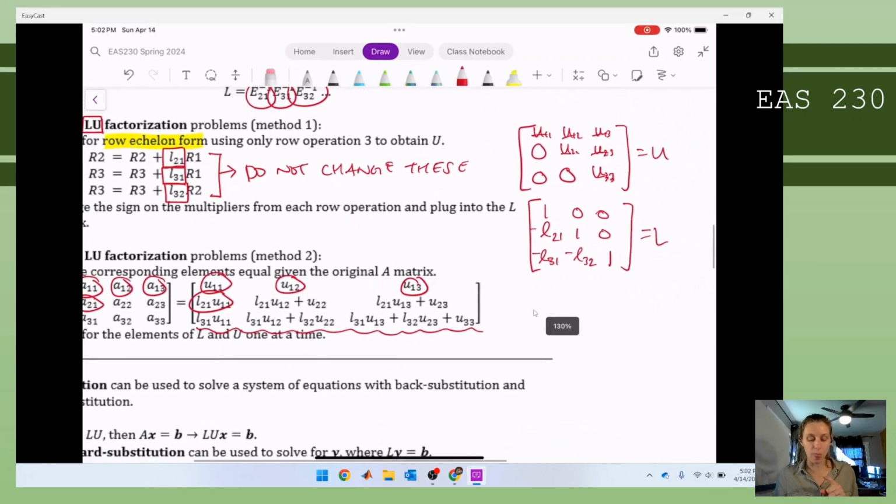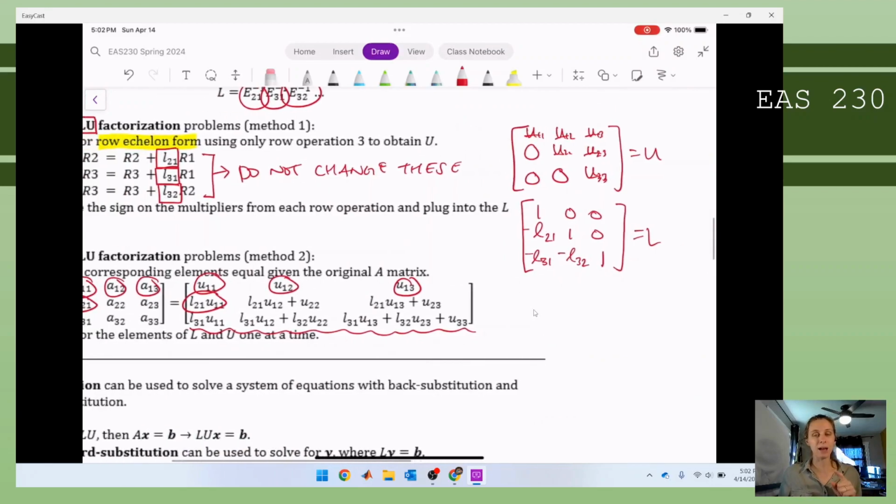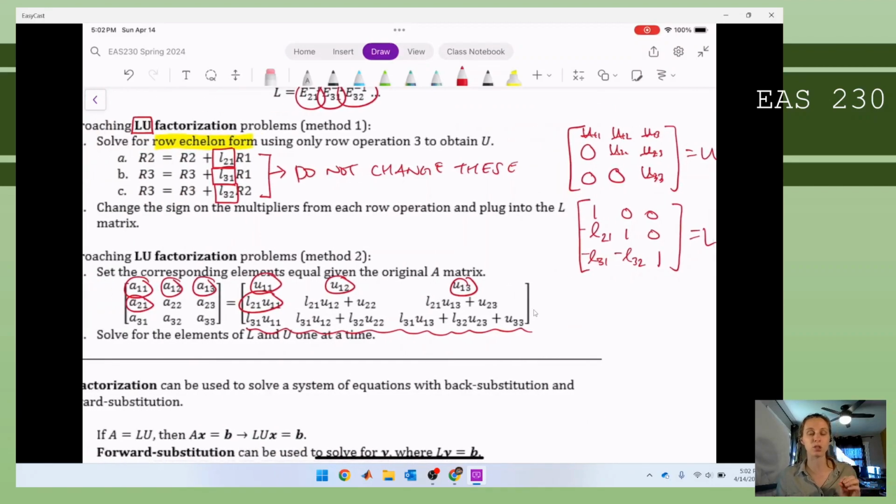I do want to point out that I need to do better when it comes to the negative sign on L21, because here, the negative sign is not included. Here it is included. So keep that in mind in terms of what you're doing.